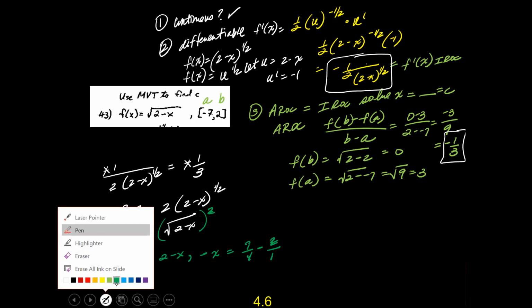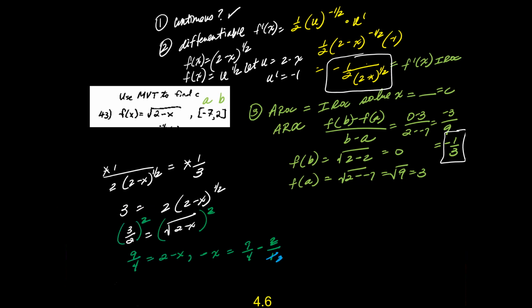But then remember, you can combine your like terms. I need to make this a 4 and this an 8, so I will have a 1 over 4, and that's for a negative x. So a positive x is going to be equal to a negative 1 over 4. And this is your C value.